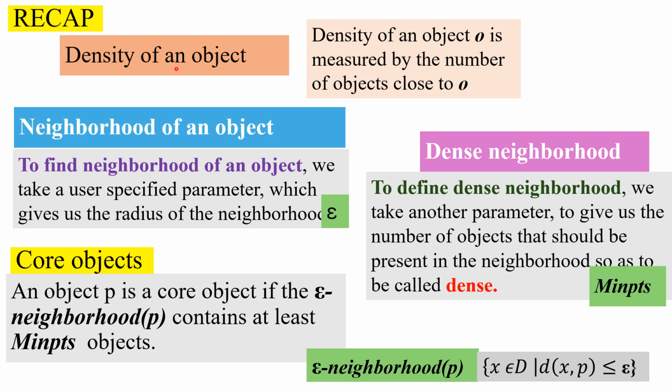As a recap, we have seen the density of an object is measured by the number of objects close to the object. Neighborhood is found by a user-specified parameter. We have called it epsilon. The dense neighborhoods are identified by min points number of objects, and core objects are those for which the epsilon neighborhood contains at least min points objects, and the neighborhood is defined in this manner. All these we have discussed in the previous video. I shall share the link in the description box.